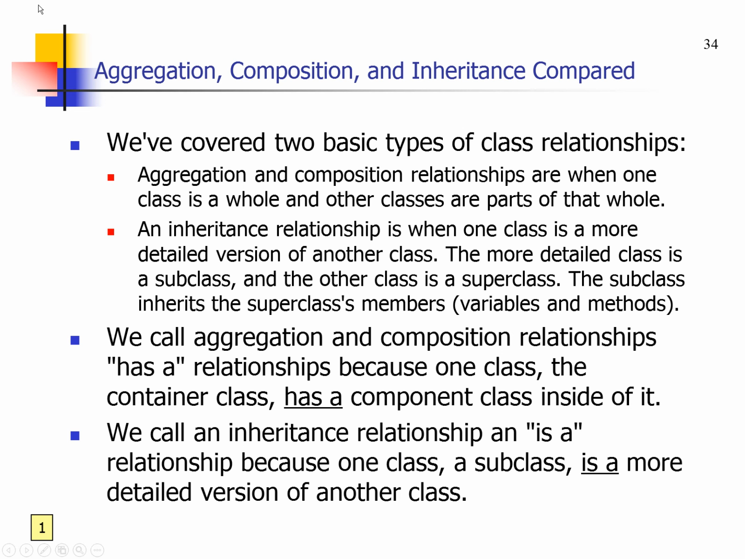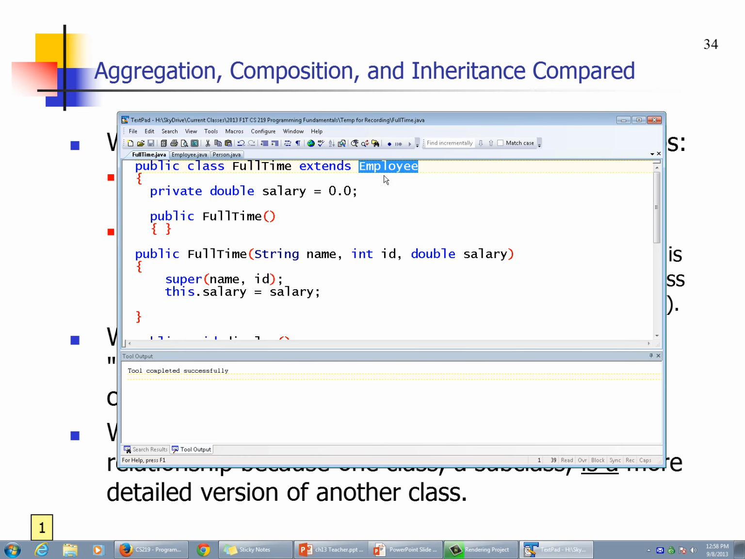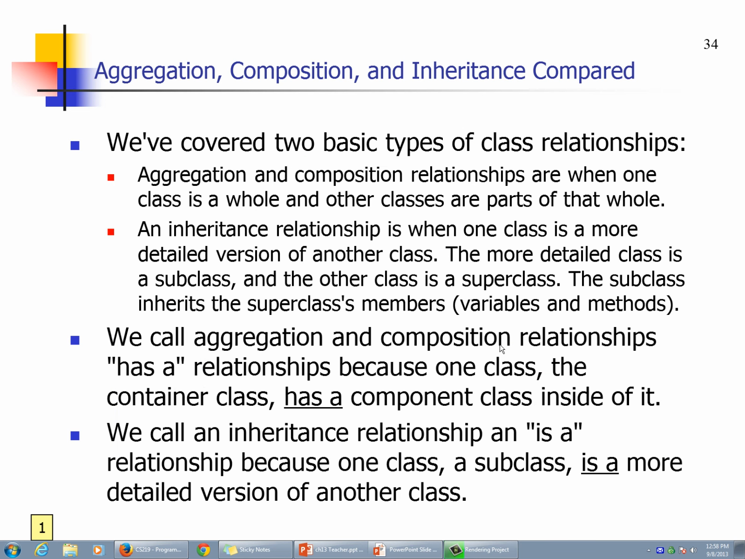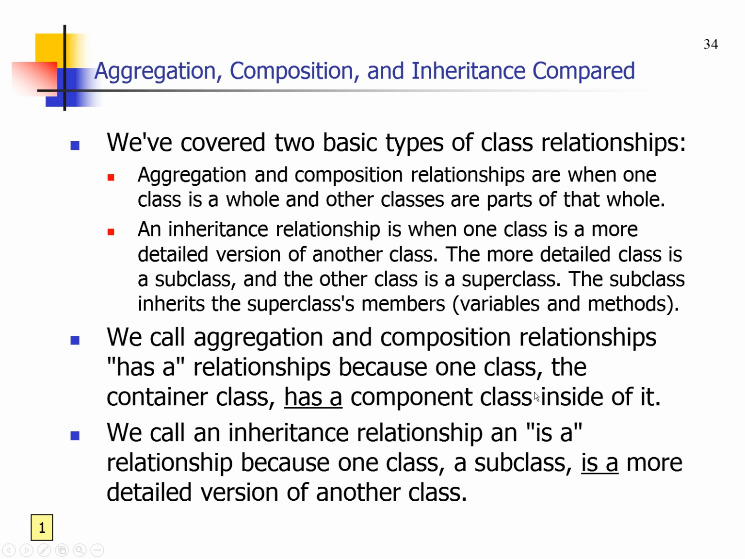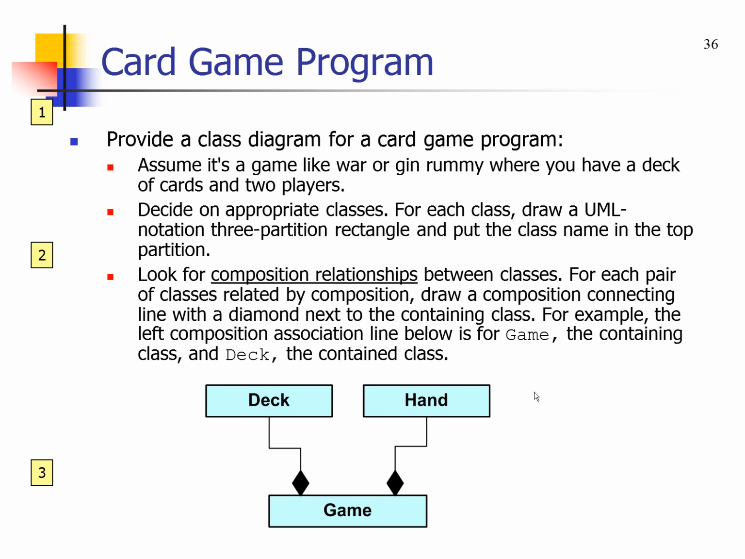So, just like he's saying here, this full-time employee is an employee. This employee is a person. That's how he's saying it. But when we did that dealership, we called each other. They weren't part of one another. Okay? Alright. So in the real world, it's fairly common to have aggregation, composition, and inheritance all in one. Okay? Alright. Let's continue on.